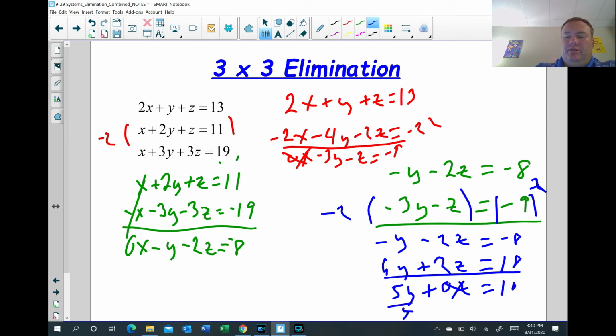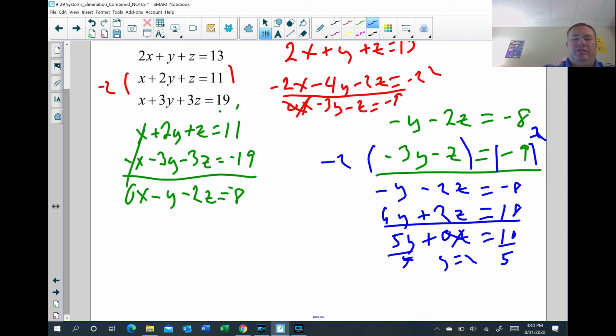So at this point, I divide both sides by 5. I find that y is going to be 2. So I have now found y. Now, just like before, using this system, once you know what y is, you can plug it back in. In fact, I'm going to plug it into the second equation. I'm going to move this down a little bit for you guys. -y, which would be -2, minus z equals -8. Well, add 2 to both sides.